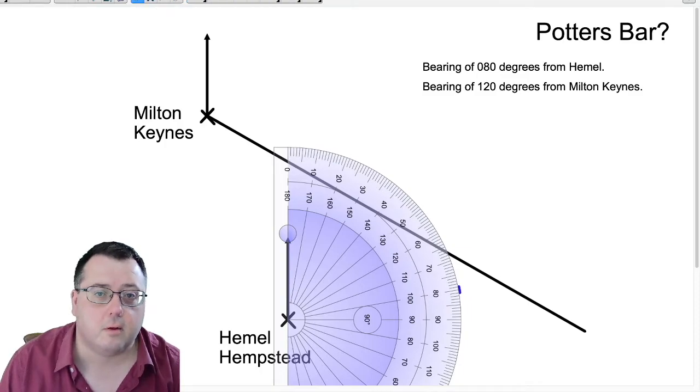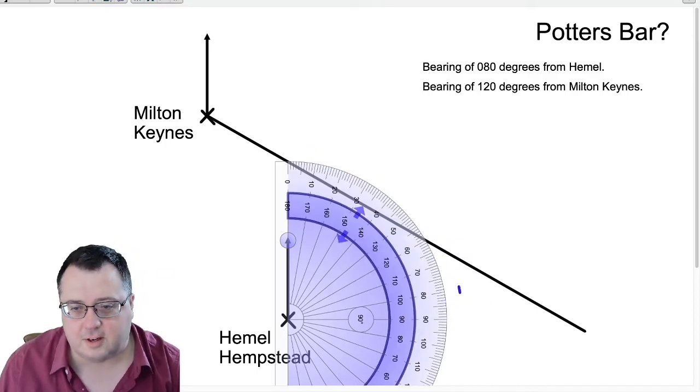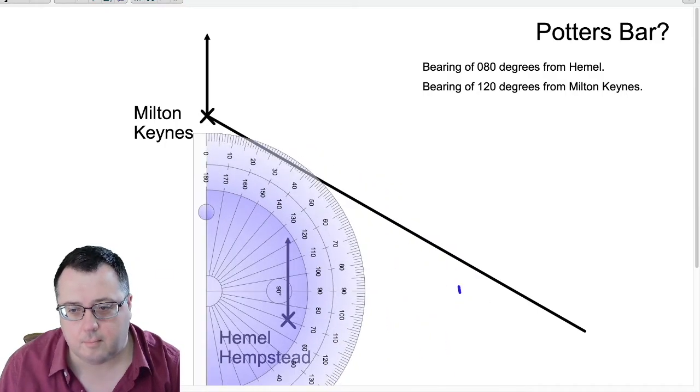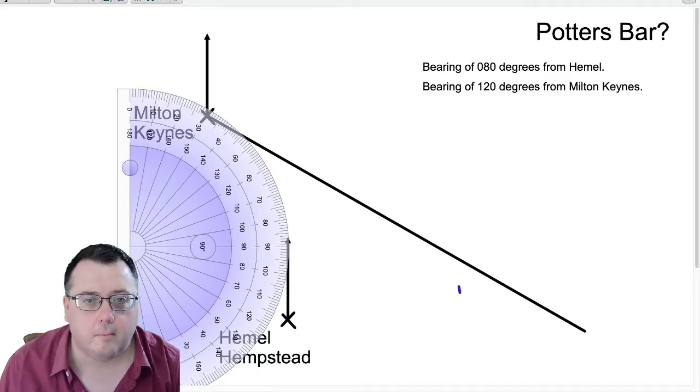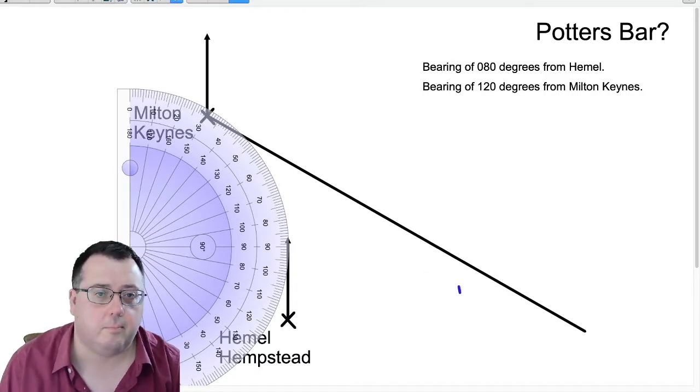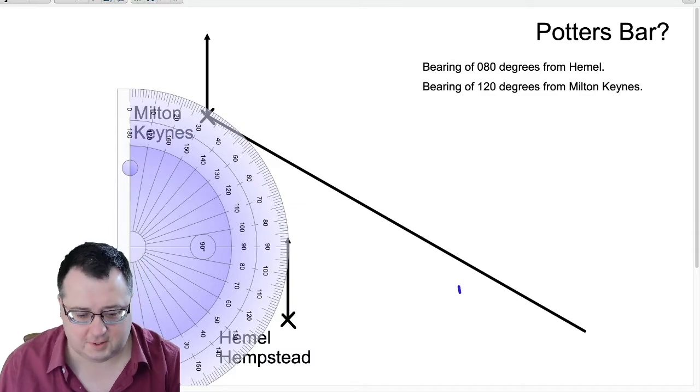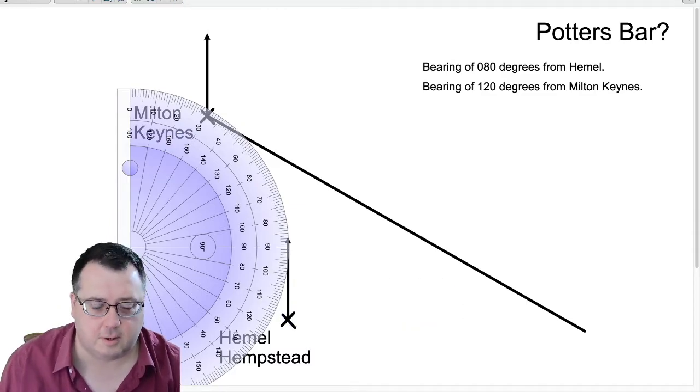Nope. Okay, it doesn't seem to want to erase my dots. Nope. Let me move the protractor slightly. Okay. We'll get rid of it. Persistence. There we go. That's the way we'll do it.